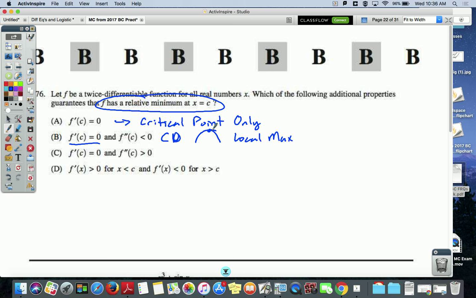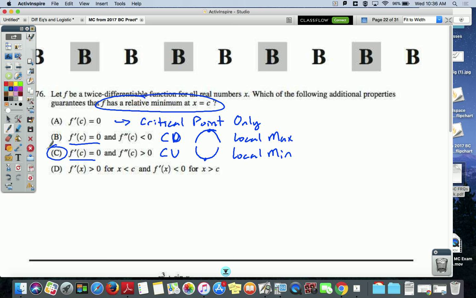And then in part C, we've got a critical point again, but this time the second derivative is concave up. And when we have concave up and a critical point, that's an indicator that we have a local minimum. So this one is definitely going to be the correct answer. But let's quickly take a look at D.